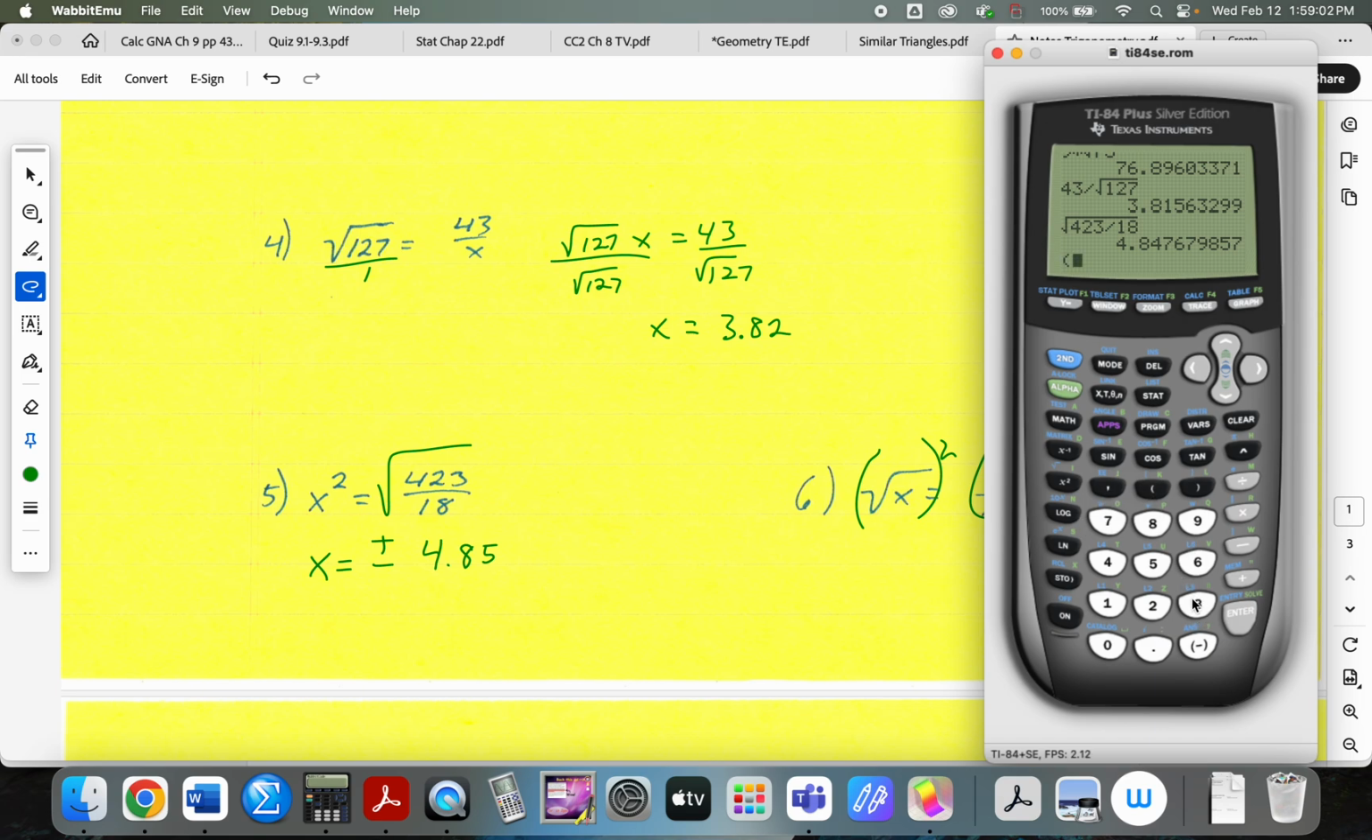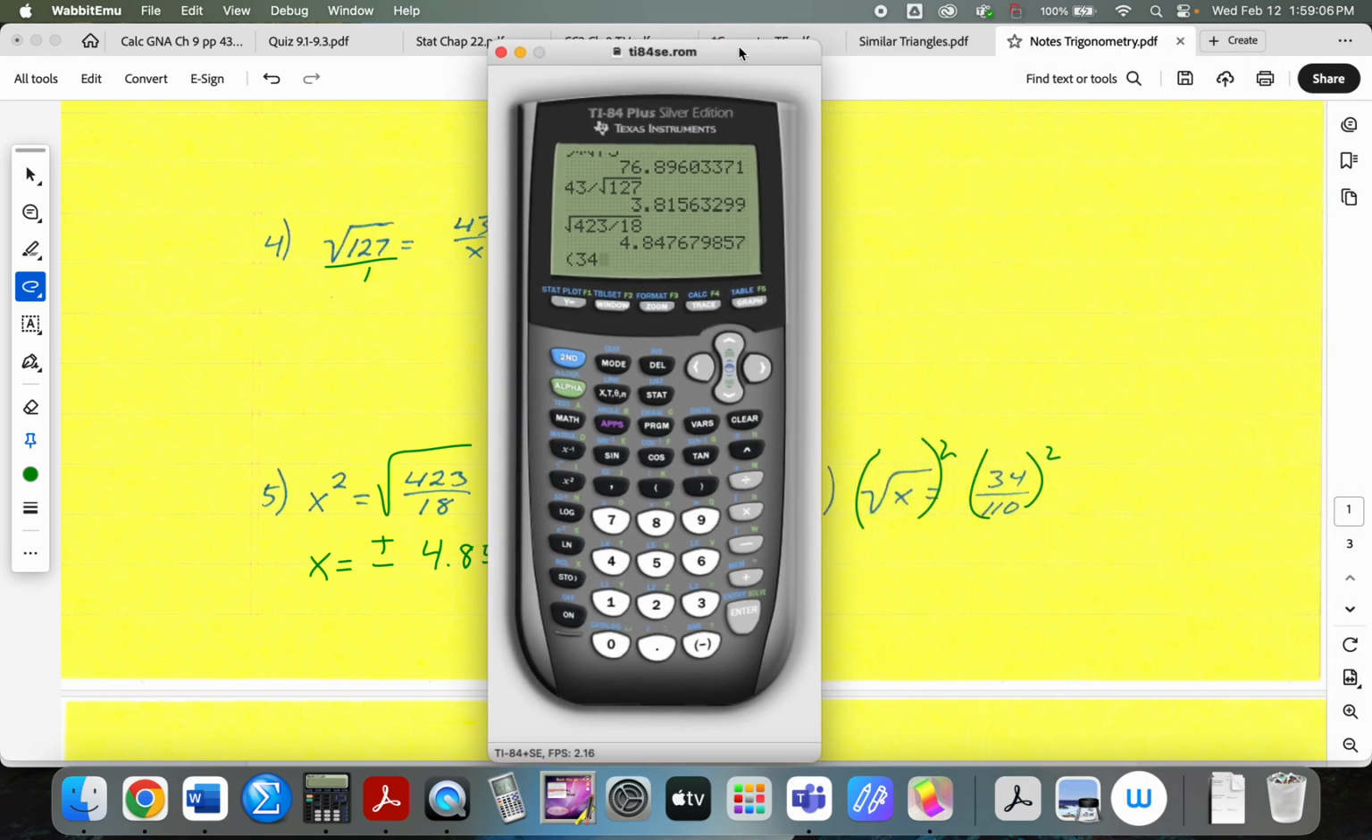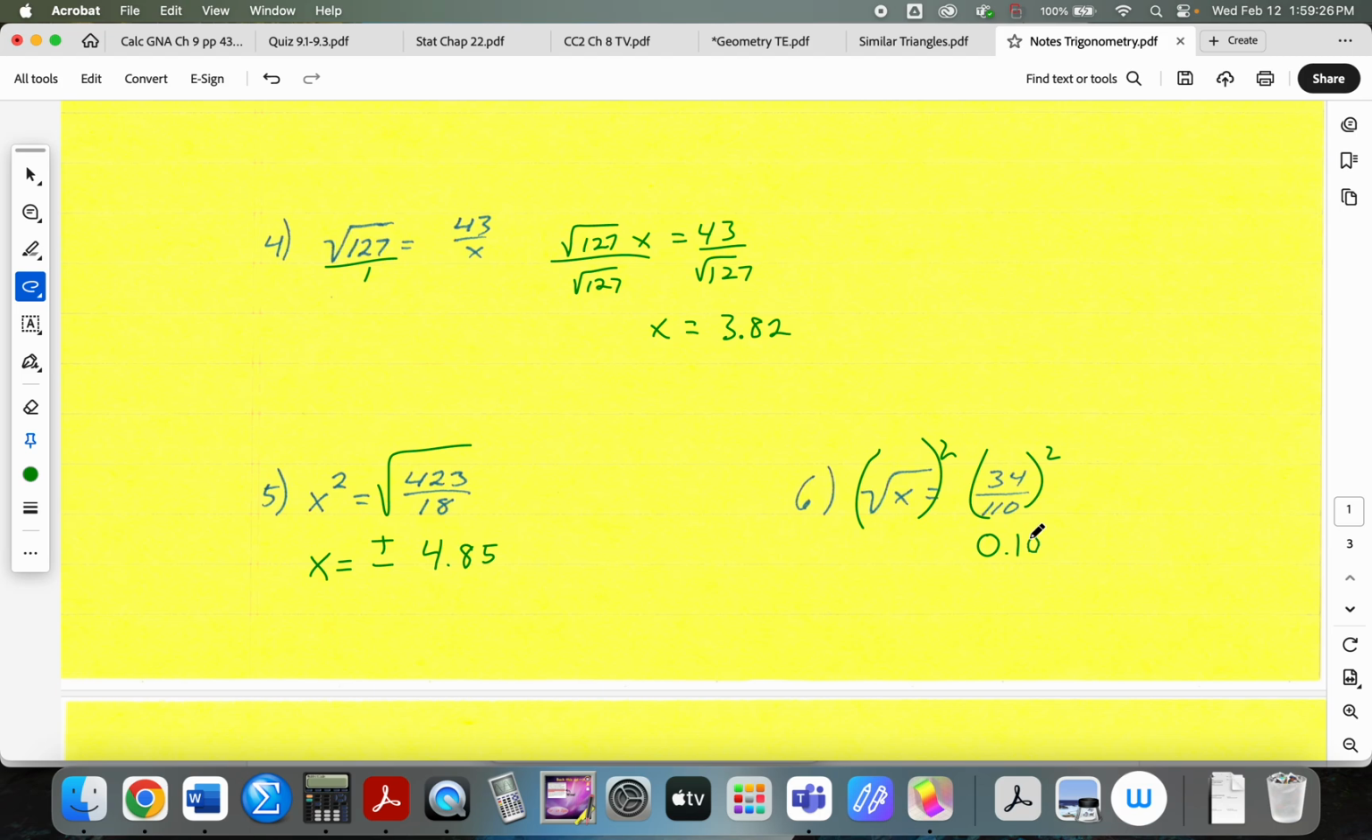So we're going to do, and you have to put the parentheses on this one, 34 divided by 110, close the parentheses, squared. And that's 0.10 to the nearest hundredth.